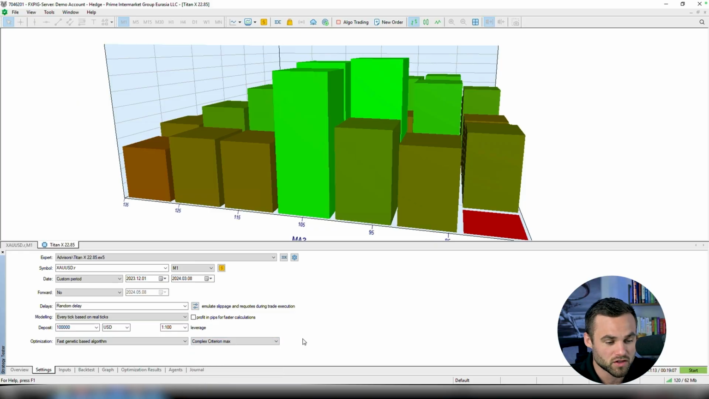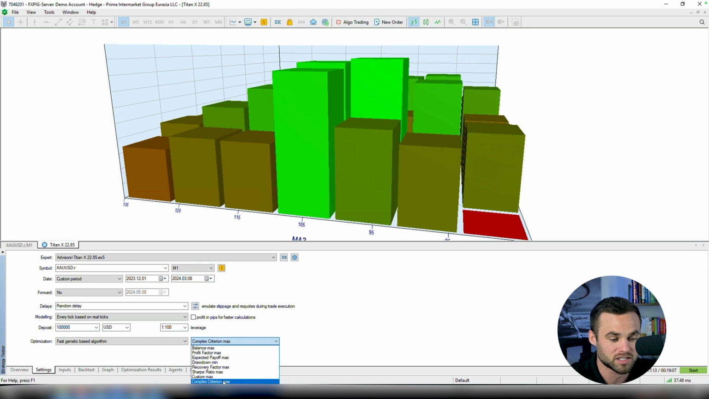With that being said, there are also different ways that we can optimize. So these are different things that we can optimize for: the balance max, which would optimize for which strategy has the highest balance, or optimize for the profit factor, or optimize for the minimum drawdown, or optimize for the best Sharpe ratio. And I'm gonna explain each one of these in just a second after I show you the results.